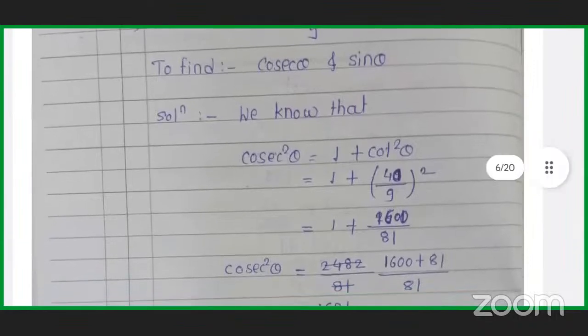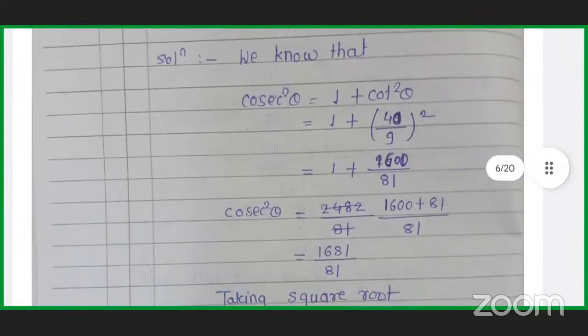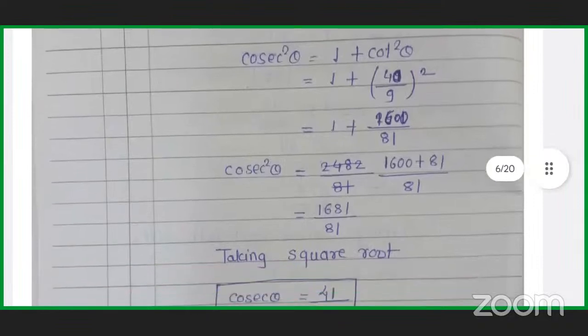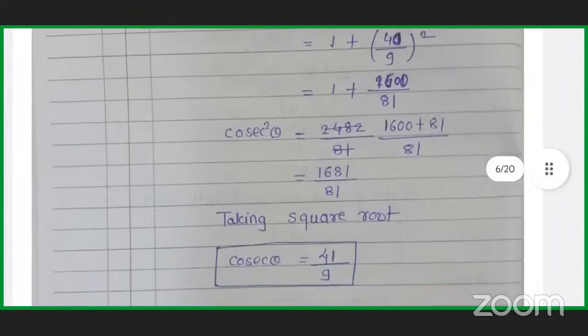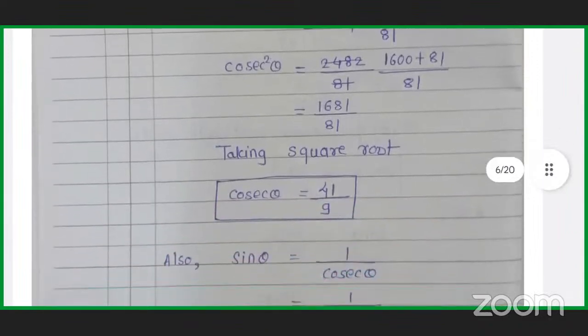81. Just same the denominator. So 1600 plus 81 upon 81. That will get the answer 1681 upon 81. Taking square root both sides. So cosec theta, that value is 41 upon 9.